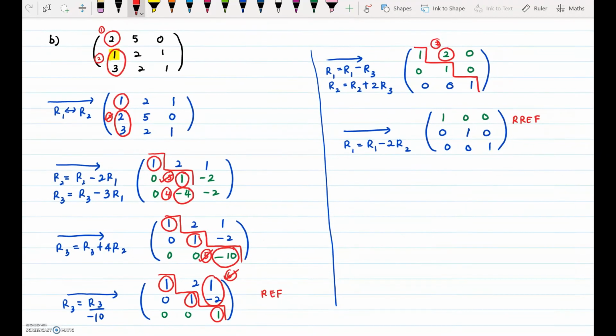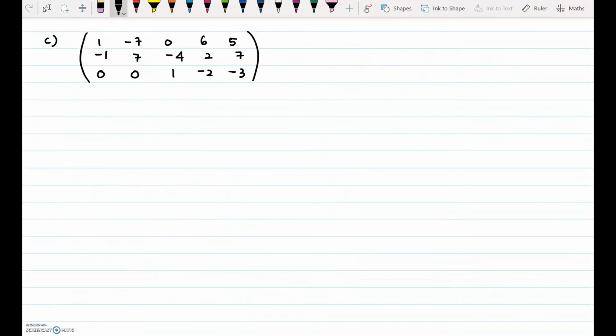Okay, so this is for example B. Okay, now let's continue with C. So we have a 3 by 5 matrix. Okay, so this is not a square matrix. What will happen if you have a non-square matrix? All rows must consist of one leading one, but not all columns will consist of one leading one. So let's see what will happen when we reduce it into row echelon form or reduced row echelon form.